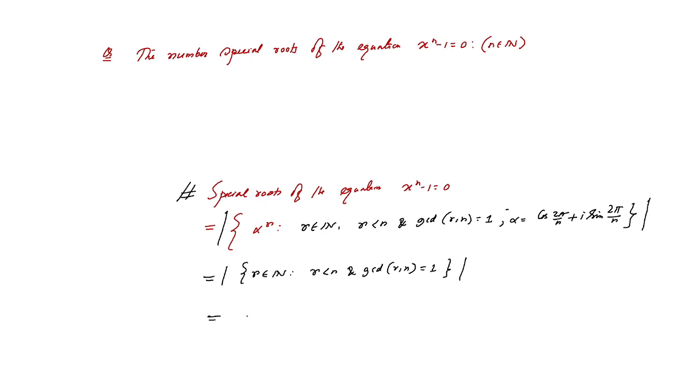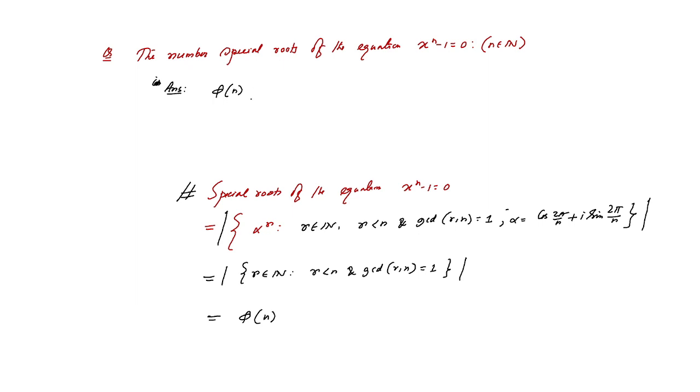Okay, and that cardinality is basically phi n. Phi n means the number of positive integers less than n and prime to n, and this happens for n greater than 2. So here the answer is the number of special roots of the equation x to the power n minus 1 equals 0. The answer is phi n.